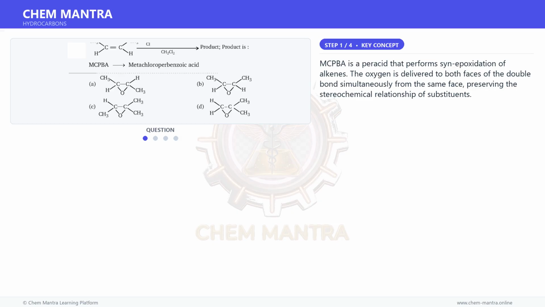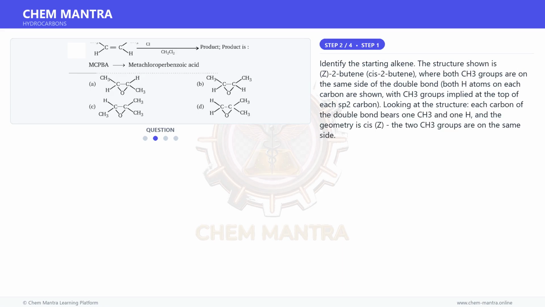mCPBA is a peracid that performs syn epoxidation of alkenes. The oxygen is delivered to both carbons of the double bond simultaneously from the same face, preserving the stereochemical relationship of substituents. Moving on to the next step.